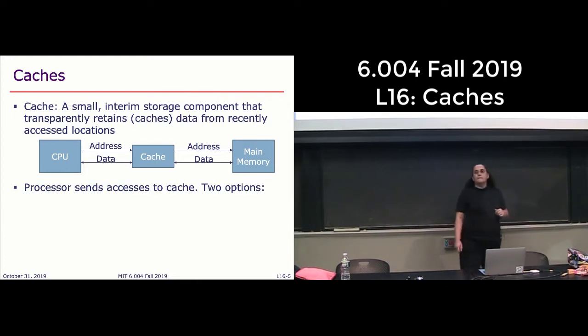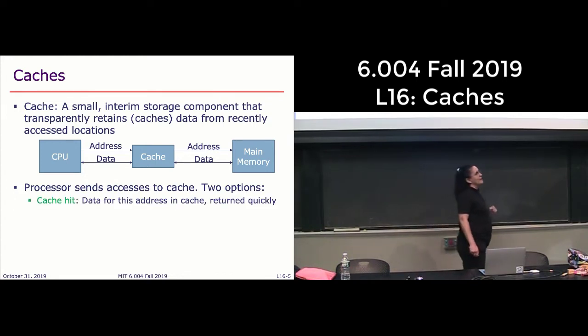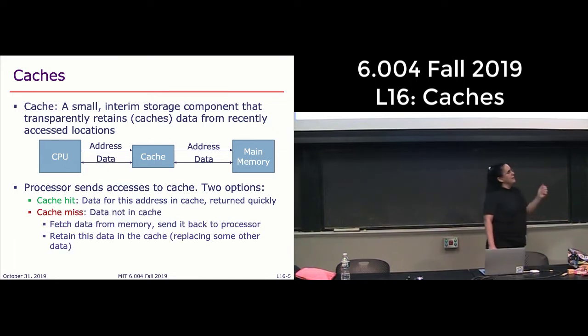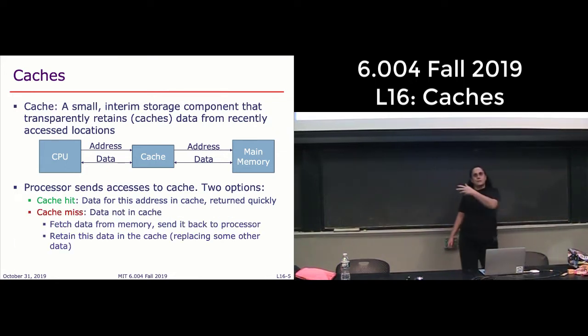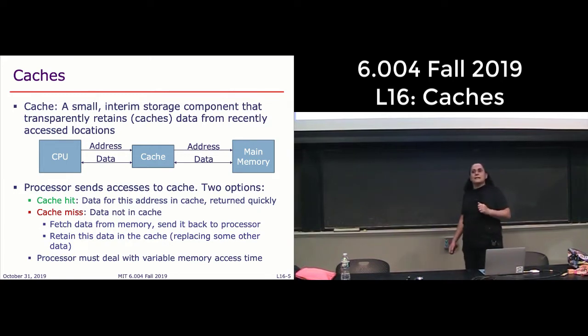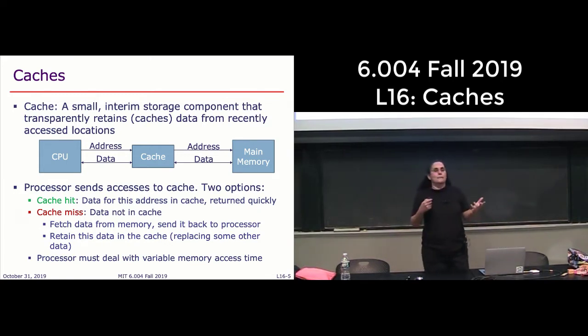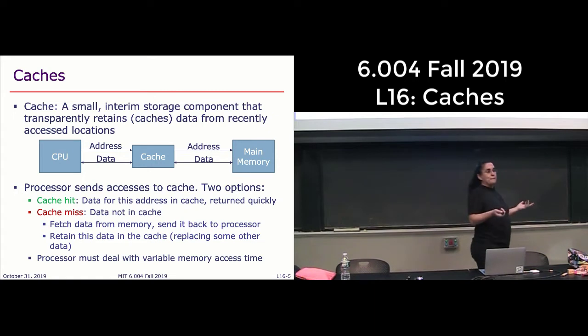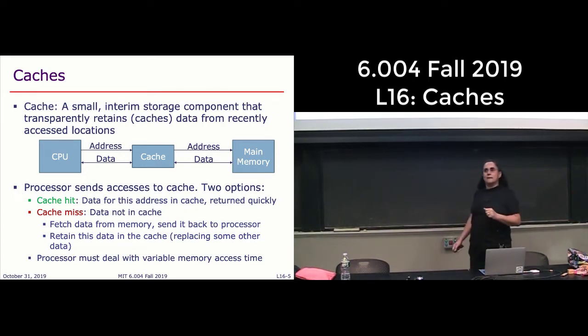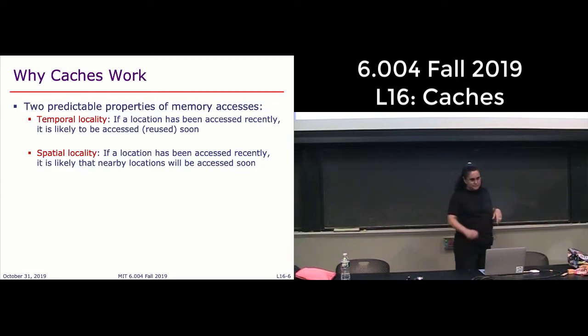And so when I request something from the cache, I said two things can happen. Either we have a cache hit, which gives the data back very quickly, or I have a cache miss, in which case I fetch the data from memory, and I also bring it back into my cache. And so we concluded that the processor thus needs to be able to handle variable response times from the memory, because if it gets it from the cache, it's going to be very fast. If it gets it from main memory, it's going to be a lot slower.